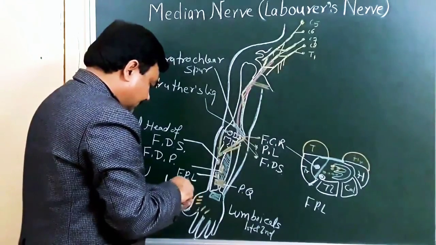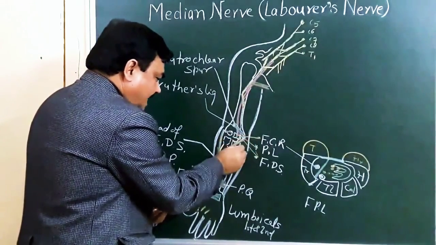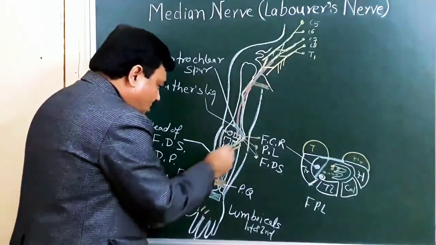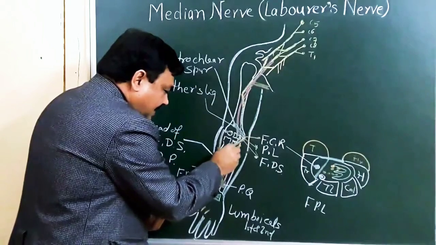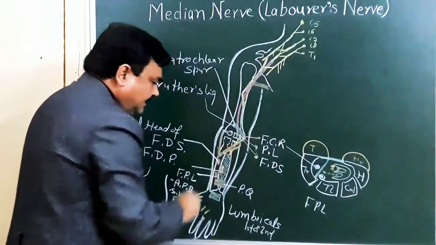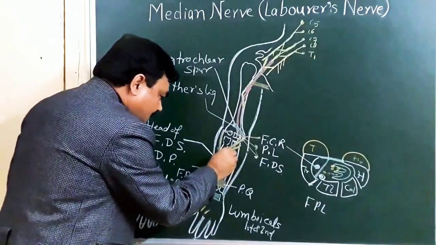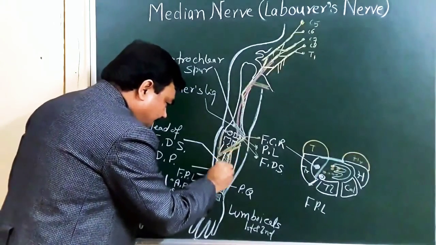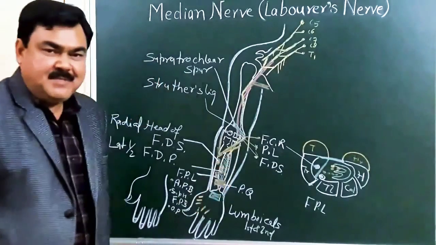This head is the humeral head, this is the ulnar head. It passes between the two heads here. After passing between the two heads, it gives a branch known as the anterior interosseous nerve. This is the anterior interosseous nerve, which passes anterior to the interosseous membrane.